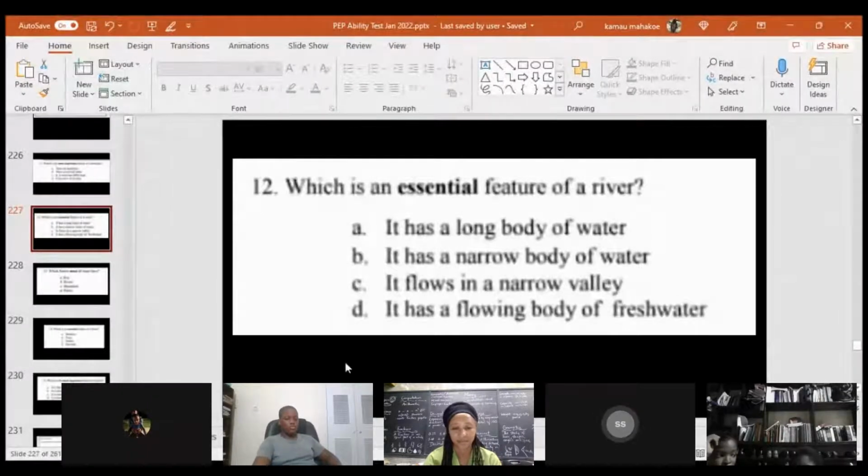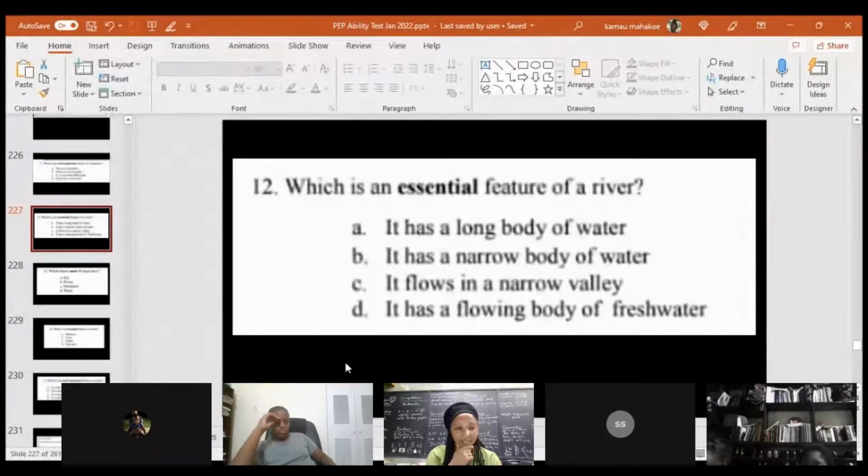Question 12. Which is an essential feature of a river? A. It has a long body of water. B. It has a narrow body of water. C. It flows in a narrow valley. D. It has a flowing body of fresh water.